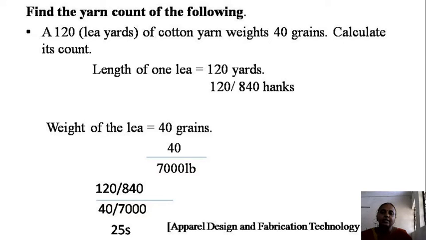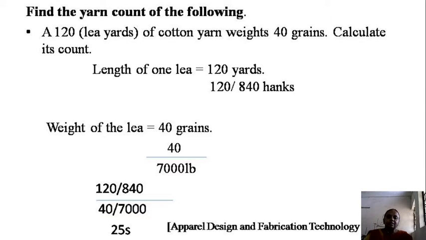The formula is length of the one Lee divided by weight of the Lee. You have to remember this formula and put in the numbers: length of the one Lee is equal to 120 divided by 840, divided by weight of the Lee, which is 40 divided by 7000. After calculation you will get 25. Yes, you have to cancel this and you will get 25. Yes, this is the count of that cotton yarn.